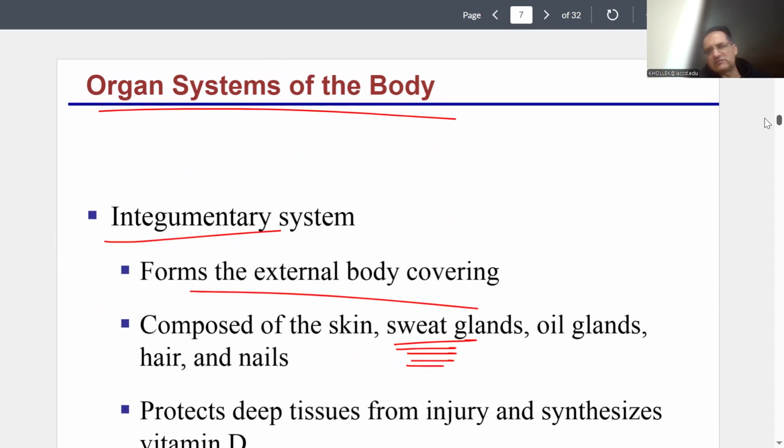Okay. All right. So, reviewing a few of the organ systems of the body. Some of these organ systems we're going to get to in detail. Some of them we won't because maybe we already covered them, or you have familiarity with them, or we don't have the time to discuss them in detail right now.